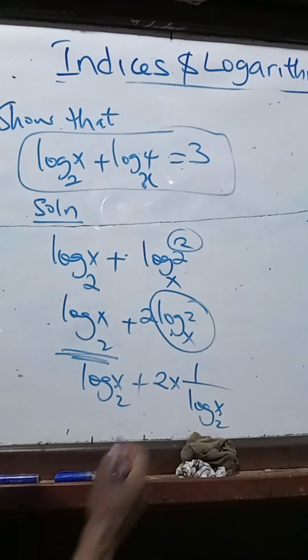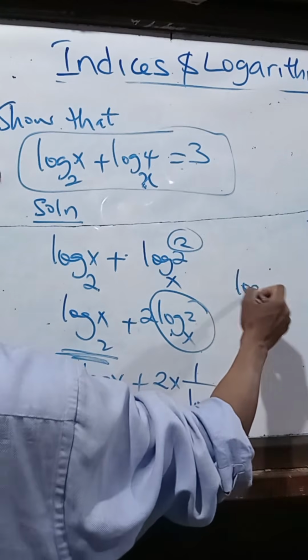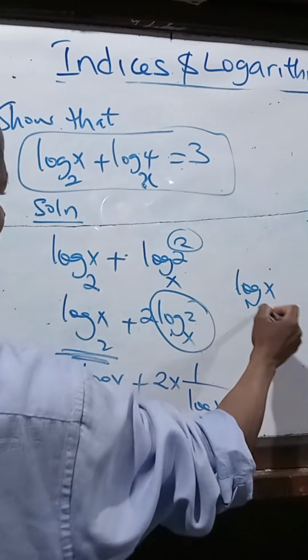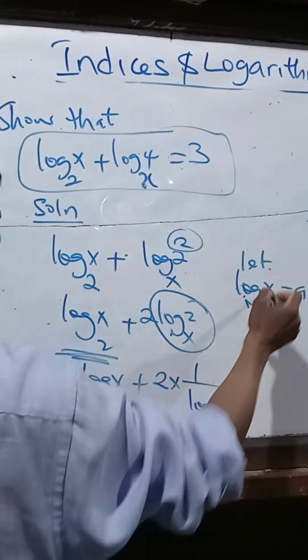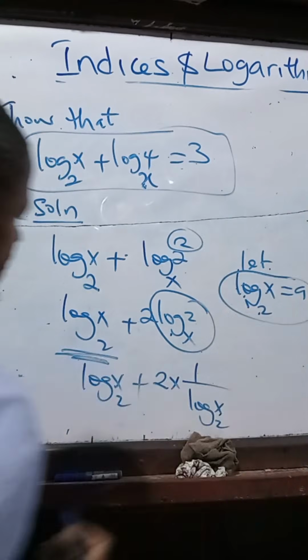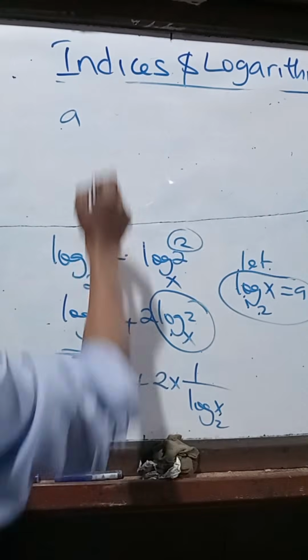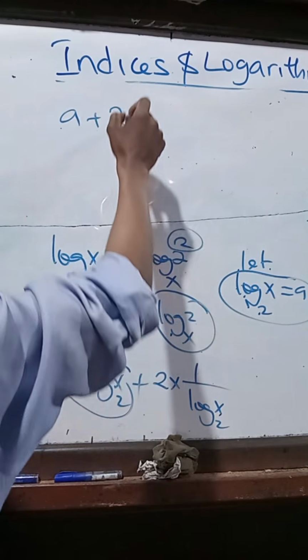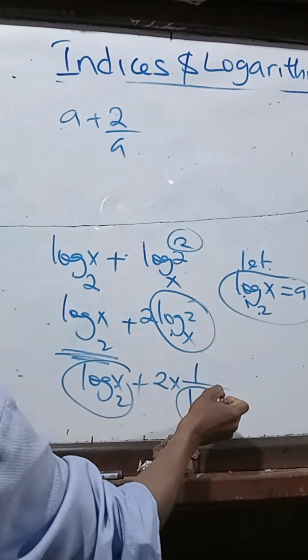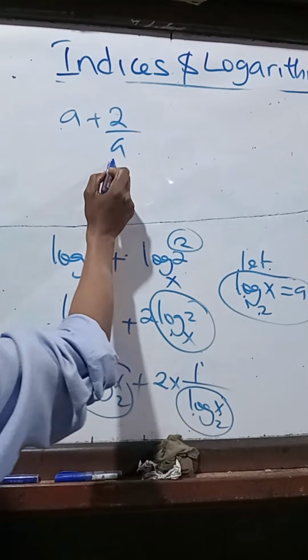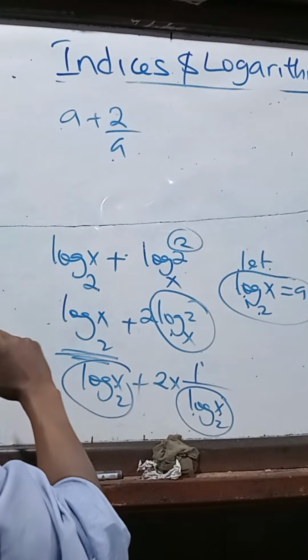What we're going to do now is give this a name. Let's call it A. Let the logarithm of x to base 2 be equal to A. This is A plus 2 times 1 over A, because this one is also A. We have this.